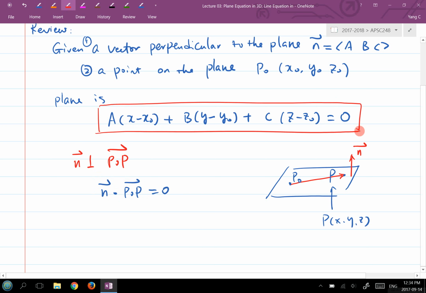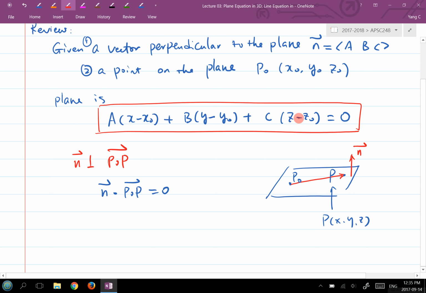Good. So if you have a question that gives you some known conditions and asks you to derive a plane equation, you just have to bear in mind the objective: try to find a vector perpendicular to the plane and try to find a point that's on the plane. Then you'll be able to substitute in this equation to get the plane equation. It's as straightforward as that. So that's going in one direction.